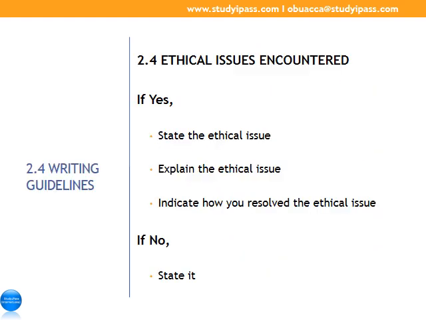Now that you know what to write under 2.4, let us look at how to write 2.4. And remember, whether you encounter any ethical issue or you don't encounter any ethical issue, you have to write 2.4. If you don't encounter any ethical issue, just state that you didn't, okay? But if you did, state the ethical issue, explain the ethical issue, but most importantly, indicate how you resolved the ethical issue. If you don't, then your work is classified as unethical work, and Oxford Brookes will not touch it. So it's very important that you explain how you resolved the ethical issue. Let us look at how the 2.4 sample has been done.